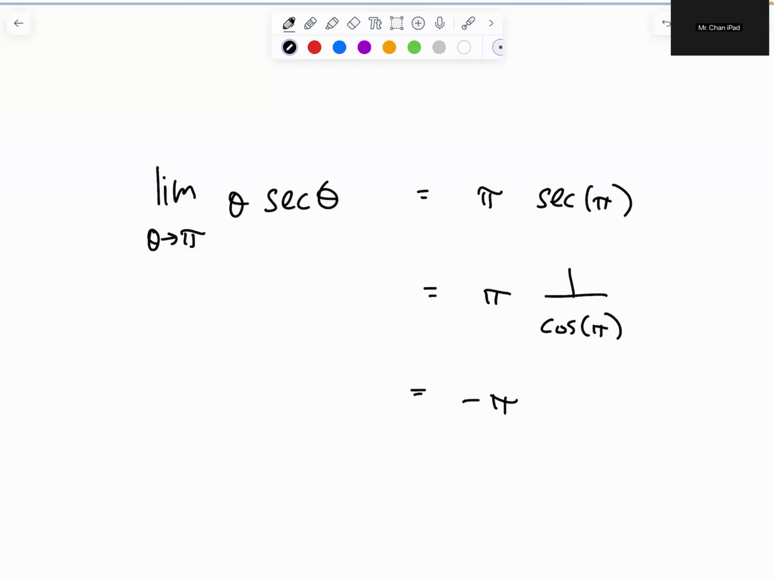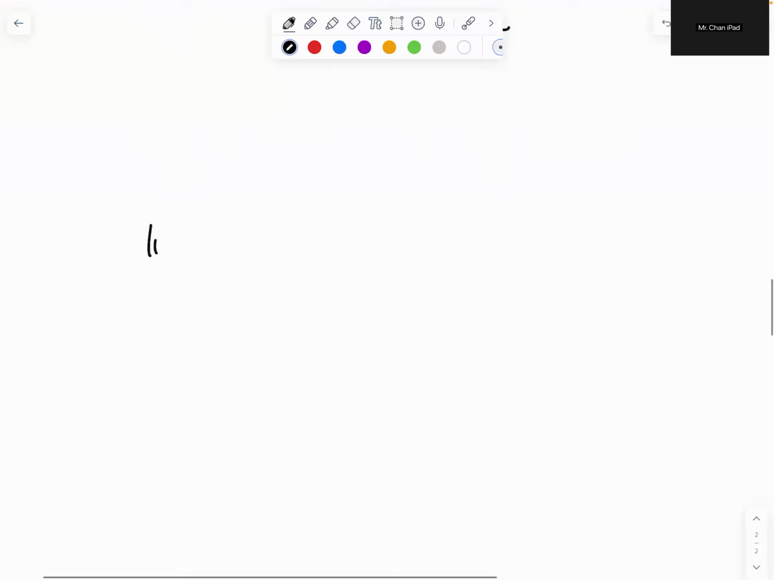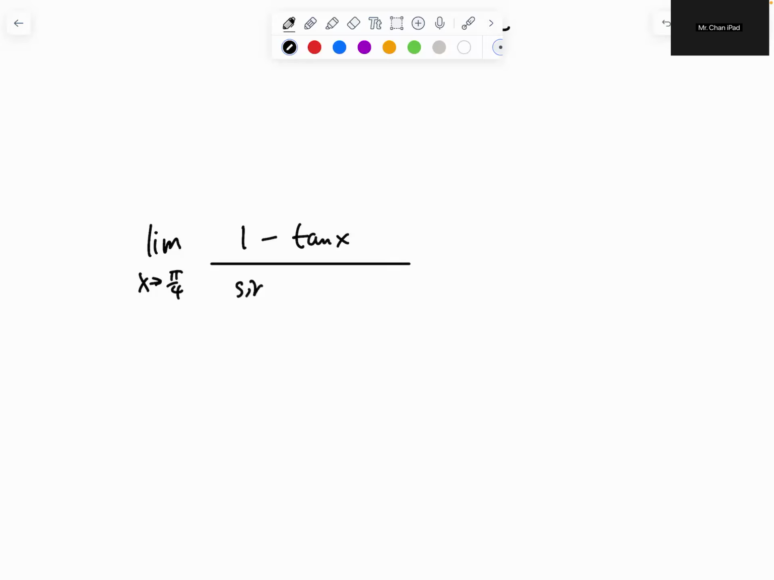don't get overreactive. Okay, now here's another one that I would like to go over. It is this. The function is 1 minus tangent x over sine x minus cosine x. I think this would be a very good contrast. As I said, you just substitute. What is tangent of pi over 4? 1. And the numerator becomes 1 minus 1. Ooh, 0.